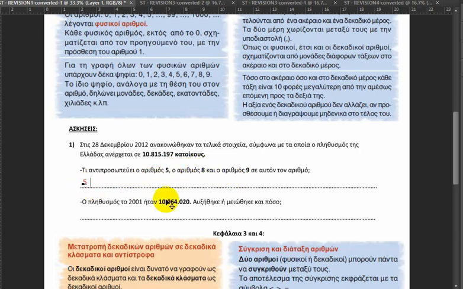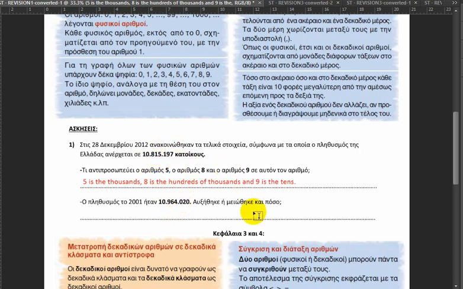You should say 5 is the thousands, 8 is the hundreds of thousands, and 9 is the tens. Here we're being told that in 2001 it was 10,964,020. We're being asked if it went up or down, if it increased or decreased. Then the answer is it decreased.